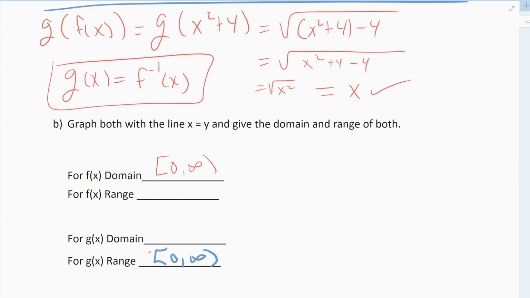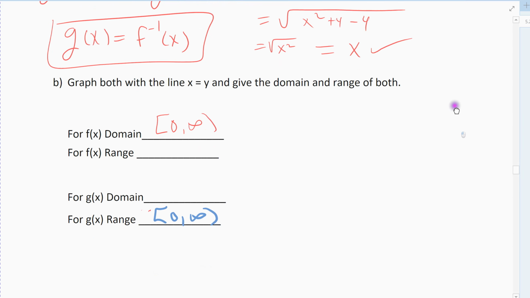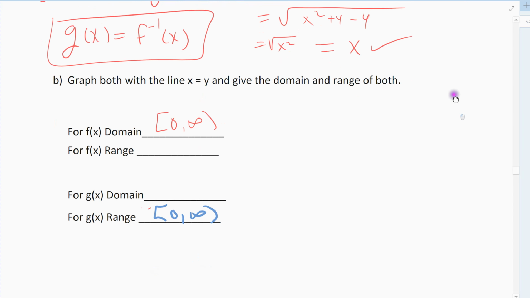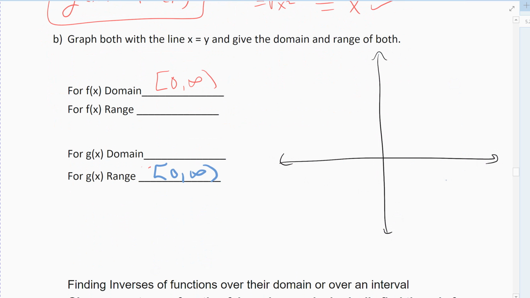All right, so first, graph them. So I'm going to draw my xy plane over here because it didn't show up. So there's my x-axis, y-axis. All right, I'm going to draw my original function f of x, but remember, I'm only drawing f of x, which is equal to x squared plus 4 when x is greater than or equal to 0. And so it's the x squared function shifted up 4 units, so 1, 2, 3, 4.